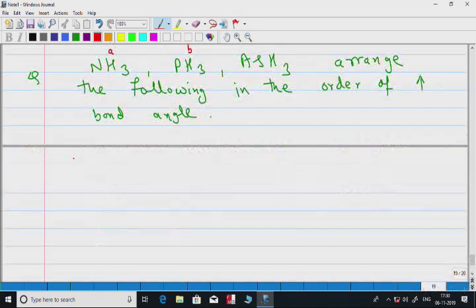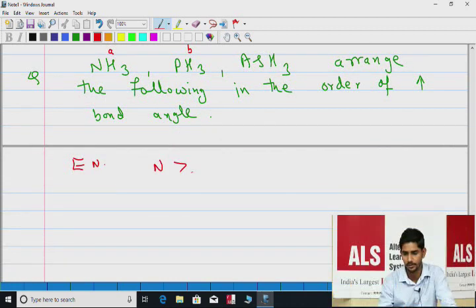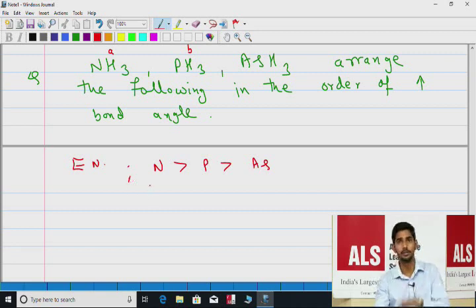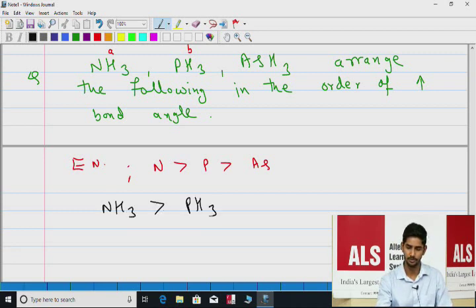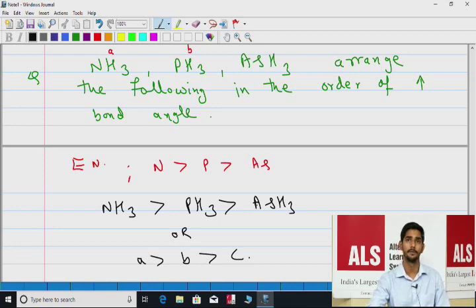Yes guys, you can check out the electronegativity. Nitrogen is greater than phosphorus, which is greater than arsenic. Hydrogen has the same electronegativity in all three compounds. So we know that the higher the electronegativity, the higher the bond angle. So ammonia will have the highest, then PH3, then AsH3. You can say A, B or C. Okay, this is the order. We have to discuss a few more important factors on which bond angle depends.